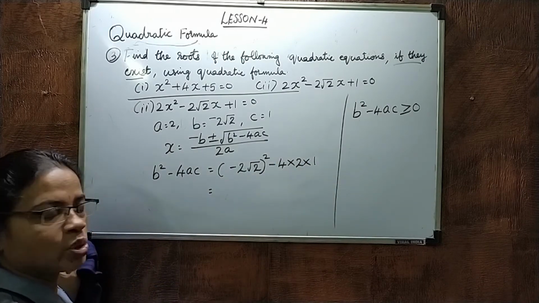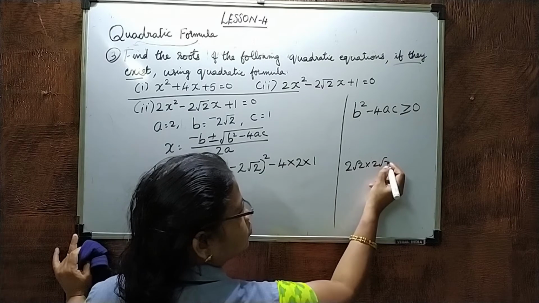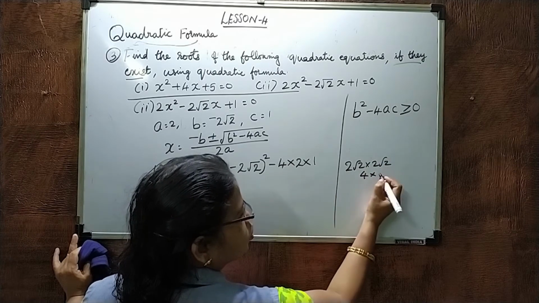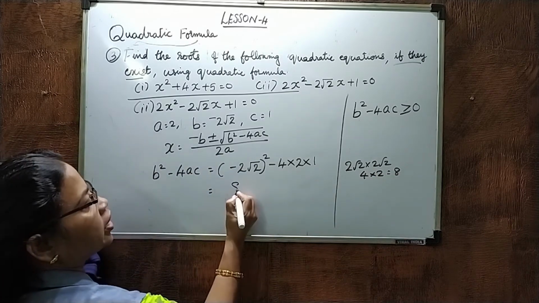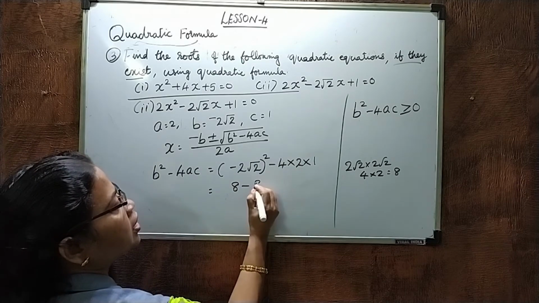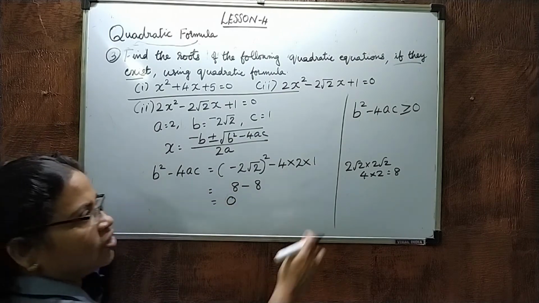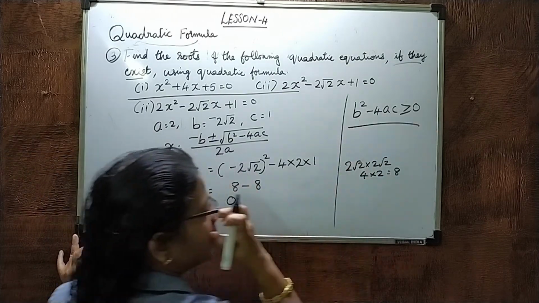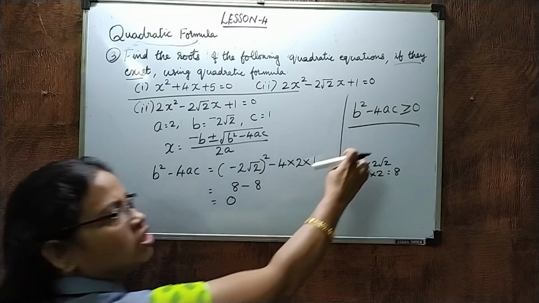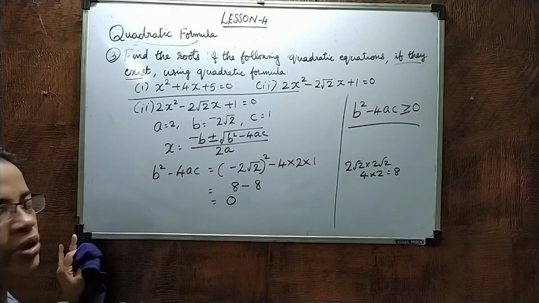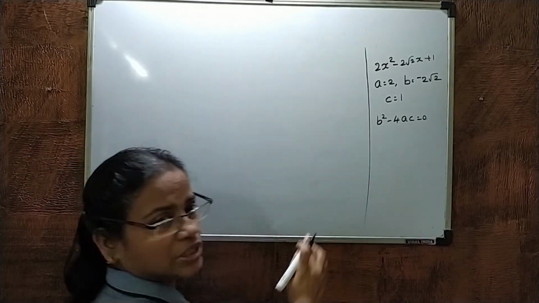What is (negative 2 root 2) square? Negative into negative, positive. 2 root 2 into 2 root 2. It's 2 into 2, 4; root 2 into root 2, 2; 4 into 2 is 8. So 8 minus, what is here 4 into 2 into 1? It is 4 into 2 is 8. 8 minus 8, what do you get as the answer? 0. And we got it here, b square minus 4ac should be greater than or equal to 0. They told it is equal is also there. So there will be 2 roots. So we'll find out what is the value then. So we got b square minus 4ac equal to 0.